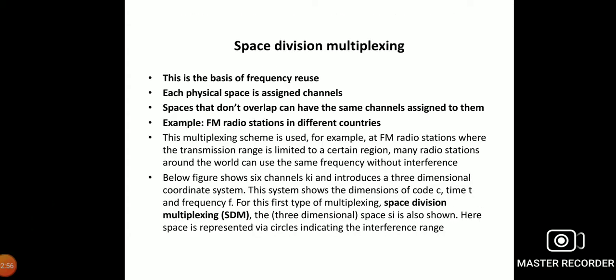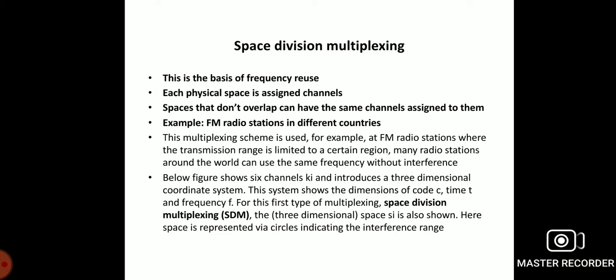The spaces that do not overlap can have the same channel assigned to them. For example, FM radio stations in different countries. This multiplexing scheme is used, for example, for FM radio stations where the transmission range is limited to a certain range in a single autonomous area. So many radio stations around the world can use the same frequency without interference.